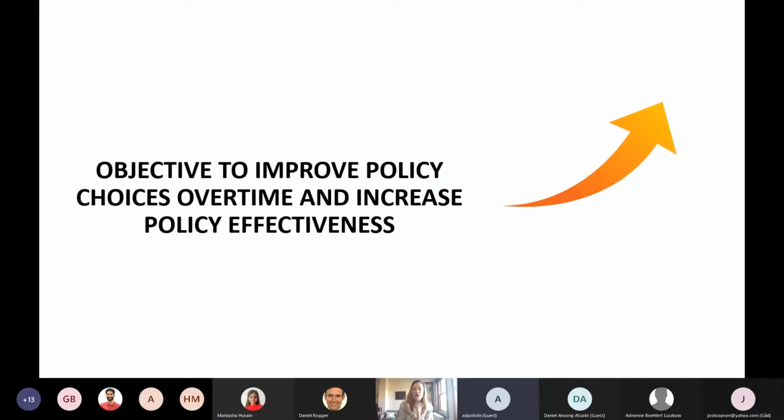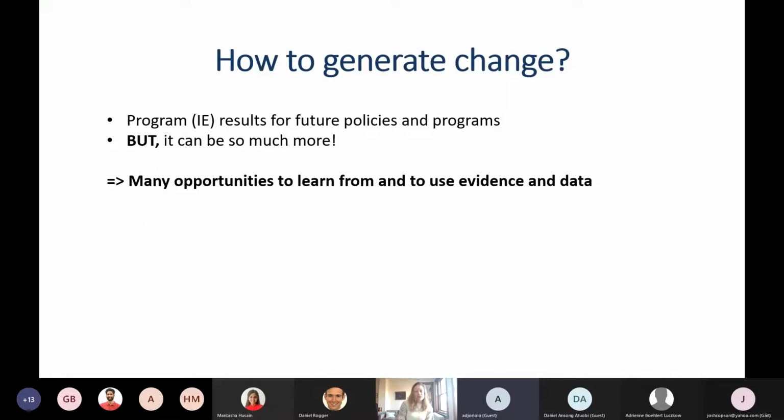As a start, we can all agree that when we're implementing something, a new program or a new policy, I hope we all have the same goal: that we're trying to improve things over time and increase effectiveness. That's really a common goal that we all have. Now, the question is, how can we generate change? How can we transform policy? Typically in our line of work, at least at DIME, and I'm sure when you work too, we think, okay, we're going to do this big program.